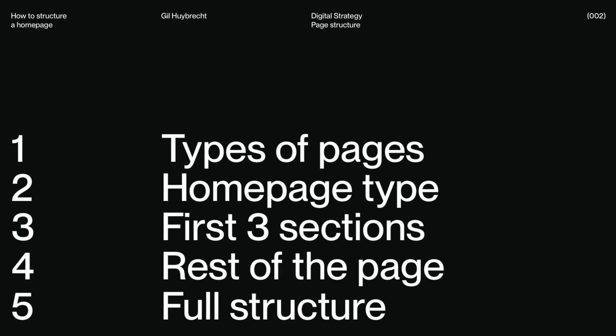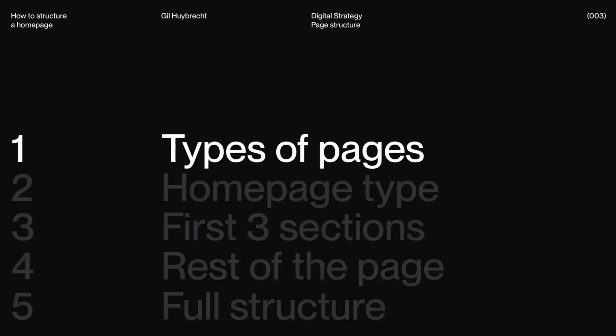First, we'll have a look at the different types of pages there are. Then we'll see what type the homepage is. After that, we'll get into the first part of the structure, which are the first 3 sections of the page, followed by what to do with the rest of the page. Lastly, we'll combine them and have a look at an example. So let's start out with the different types of pages there are.